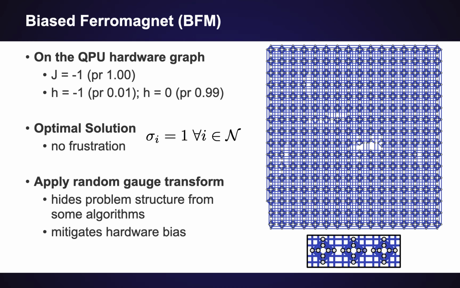Now in practice, we're going to apply a gauge transformation to this instance to hide the problem structure from the different algorithms and mitigate hardware bias issues in the specific D-Wave device.